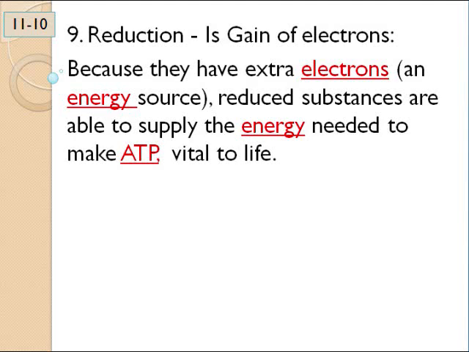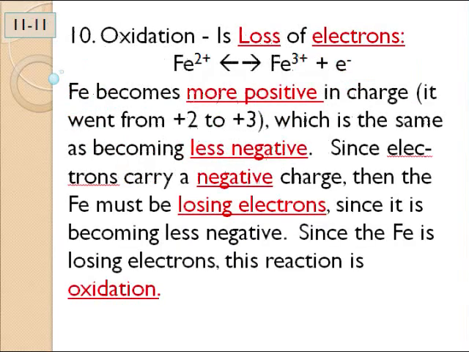OIL RIG, now it works. Oxidation is loss. If you lose electrons, do you become more positive or more negative? More positive. And RIG means reduction is gain of electrons. If you gain electrons, you become more negative, or less positive. There you go. Works beautifully now. I wish I knew it 30 years ago. God, it would have been so much easier.